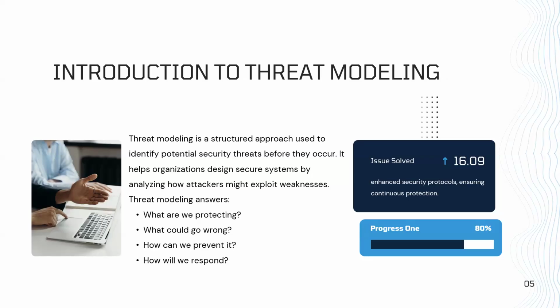If I start with spoofing, I'll say an attacker can create buckets with similar names to trick users. That's spoofing. Tampering will be attacker can modify objects in buckets. Repudiation, attacker can delete logs to hide their access. Information disclosure, if bucket is public, data is leaked. Denial of service, attacker deletes all objects.